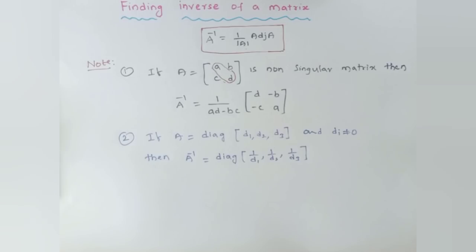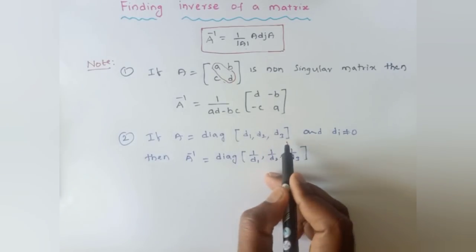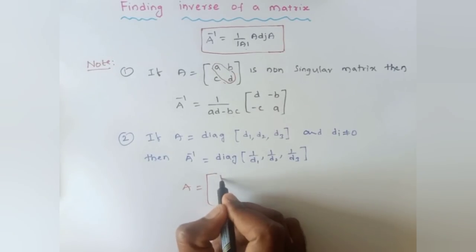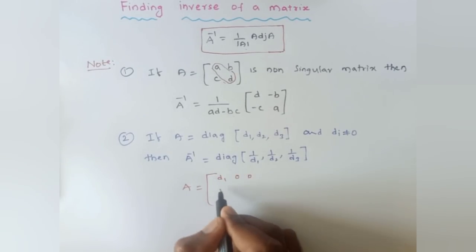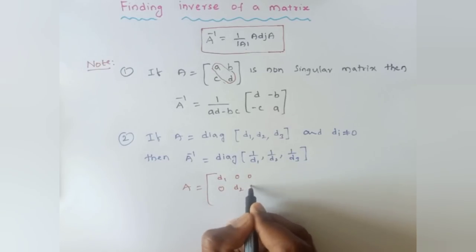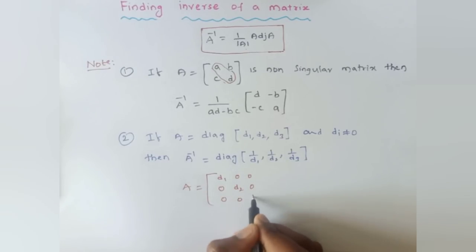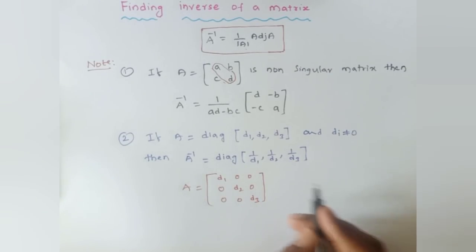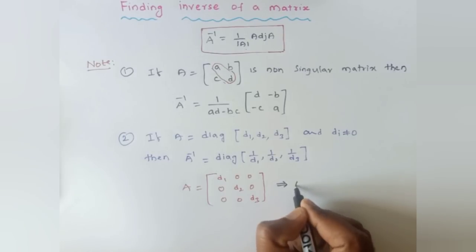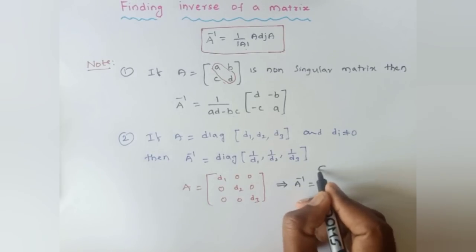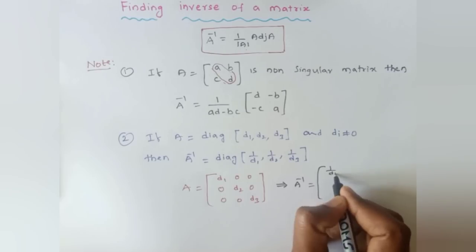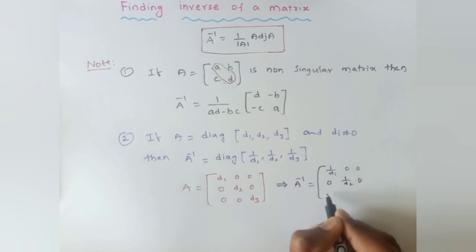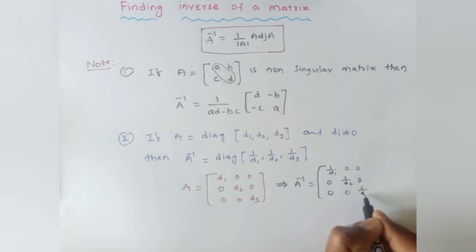See here what it indicates. Diagonal of D1, D2, D3 means the given matrix is in the form D1 0 0, 0 D2 0, 0 0 D3. So here there is no need to use the concept of inverse. Directly we can write the inverse of this diagonal matrix as 1 by D1 0 0, 0 1 by D2 0, 0 0 1 by D3.